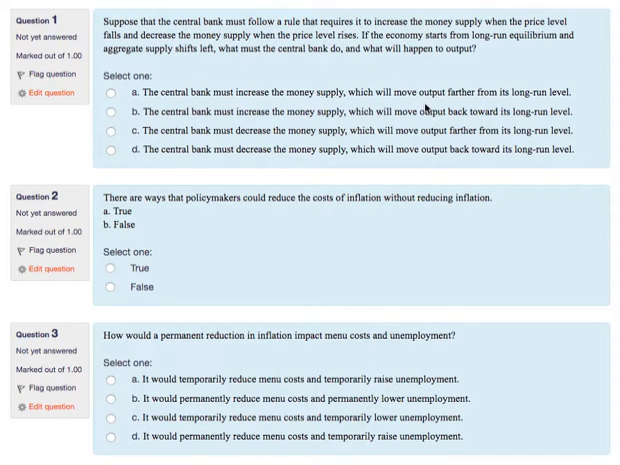So suppose that the central bank must follow a rule that requires it to increase the money supply when the price level falls and decrease the money supply when the price level rises. If we just focus on this rule here, it's this idea that to keep inflation rates low and stable, if the price level were to fall, you want to increase money supply to prop it up again. And when there are going to be high levels of inflation, we want to try to slow it down to not have high levels of inflation, all enacting the goal of the central bank to keep inflation rates low and stable.